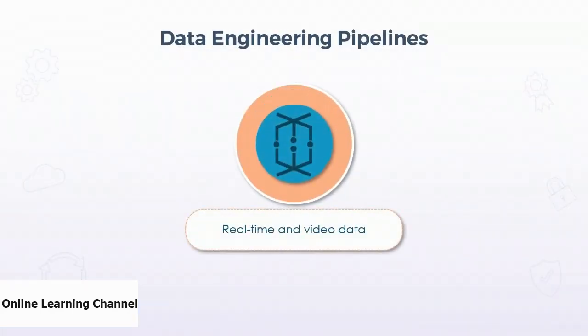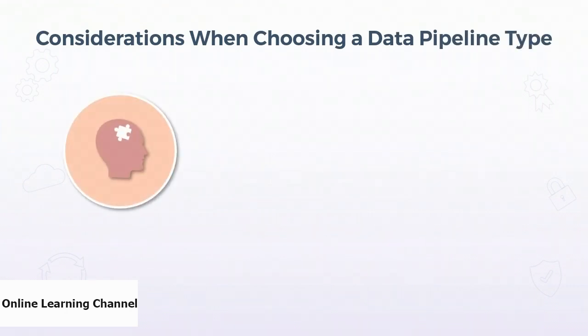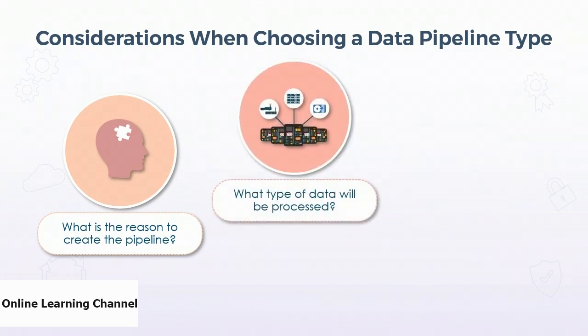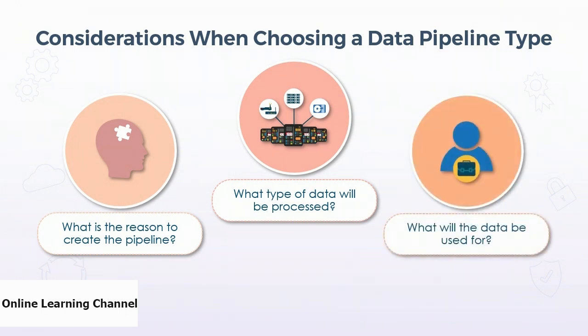In this video, we will discuss the data engineering pipelines, including real-time data and video data. First of all, let us discuss the factors to consider when choosing a data engineering pipeline. The first factor is the reason for creating the pipeline, including the source of data and the destination of the data. The second factor is the data itself, along with the information about the data volume and whether the data is stored or is streaming data, and whether the data follows some structure or it's unstructured data. Finally, it's important to ascertain the use cases for the data. For example, is the data to be used for analytics or machine learning or to make a more informed business intelligence decision.